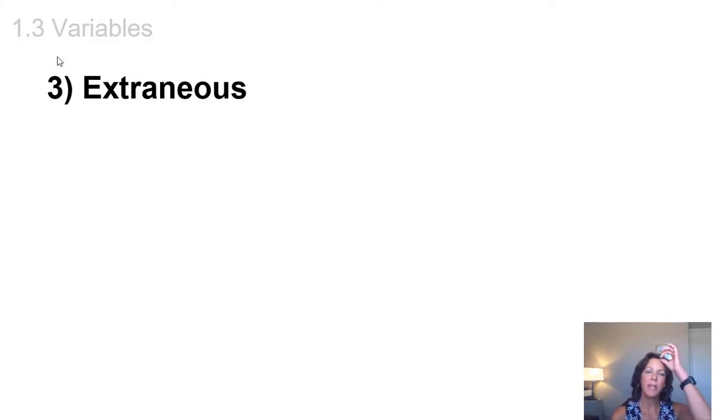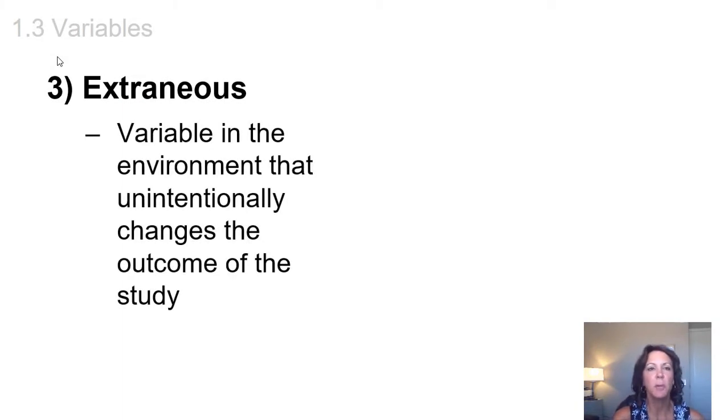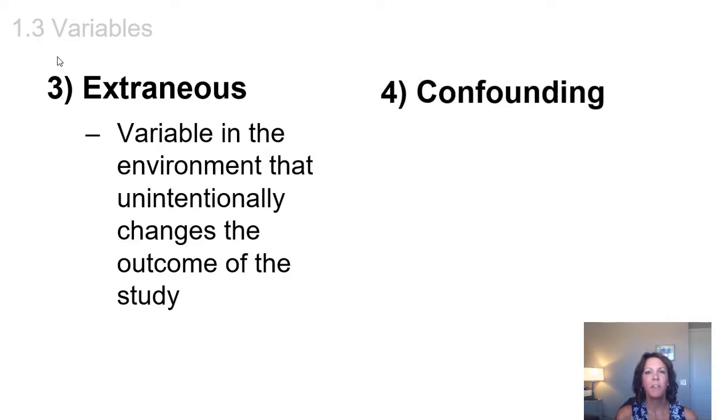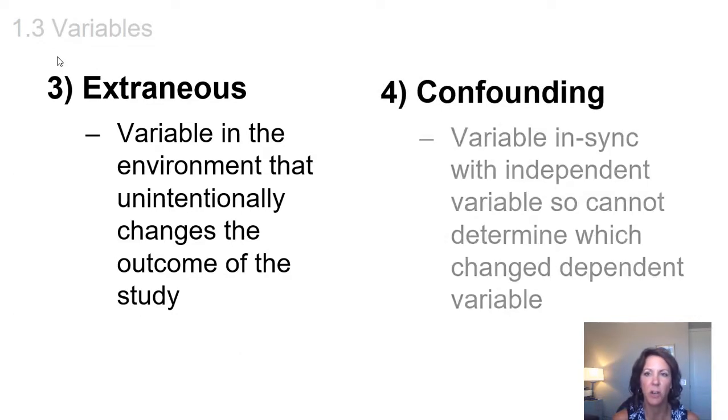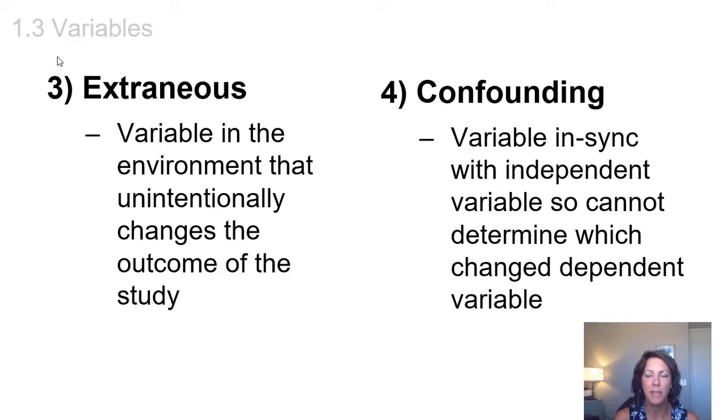Let's talk about extraneous variables. An extraneous variable is a variable in the environment that unintentionally changes the outcome of a study. We gave an example of this earlier. If you're taking a test in a very cold classroom, for example, that will affect the results of your performance that has nothing to do with what you actually know about whatever it is that you're being tested on. It's an extraneous variable that affects all people in the study in the same way. A confounding variable is a type of extraneous variable, and this is a variable that runs in sync with the independent variable, so you really can't determine which one is changing the dependent variable.